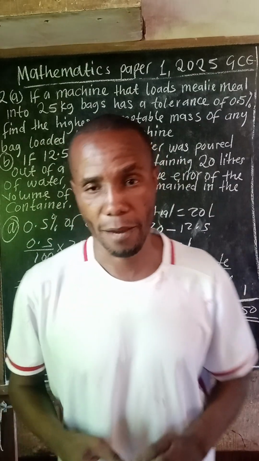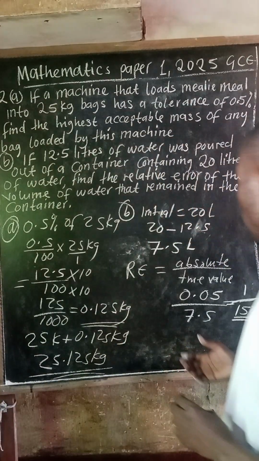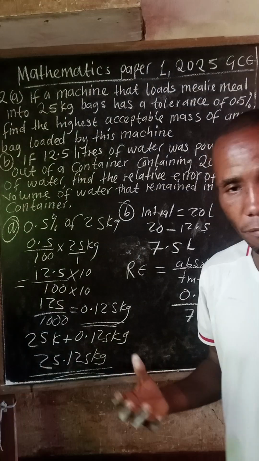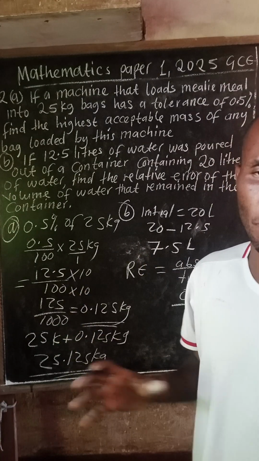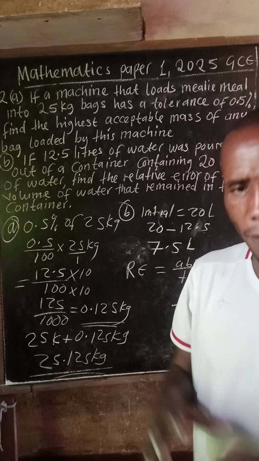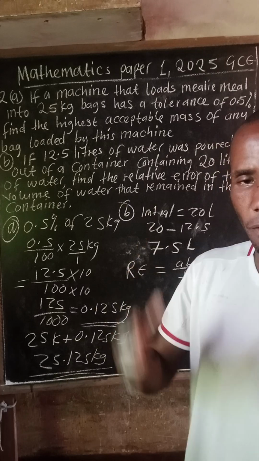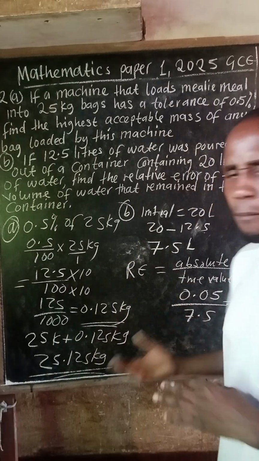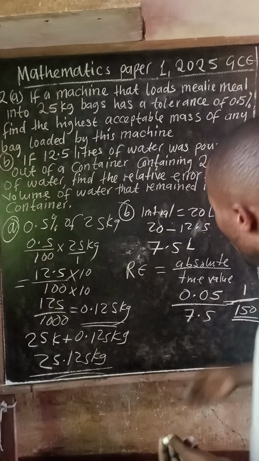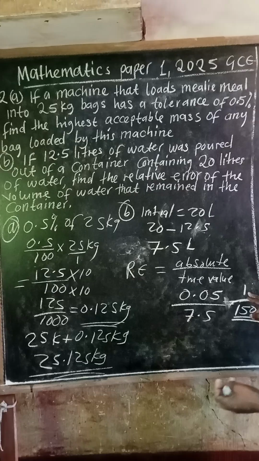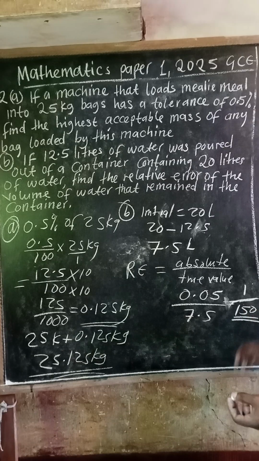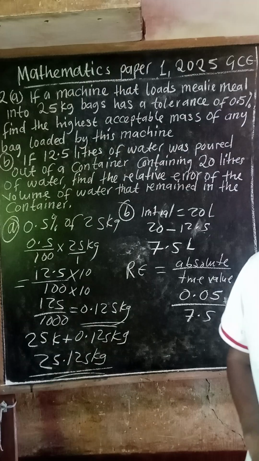So don't waste time. This is the way to go. You have to be very sharp in calculating numbers, division, those four basic arithmetic operations that we have in mathematics. You have to master them. Train your brain to calculate decimal numbers and divide them. If you take time to calculate this one, you will still get back to the one that I've given you, which is 1 over 150.